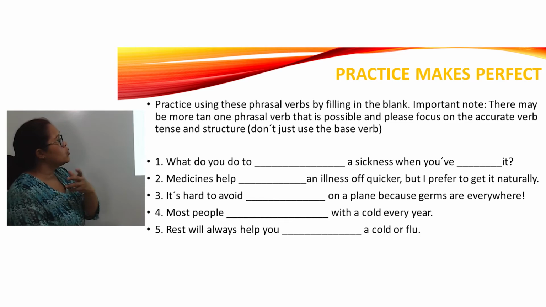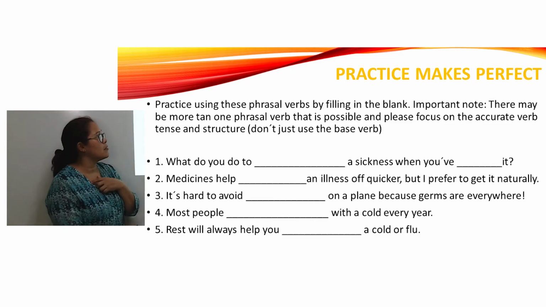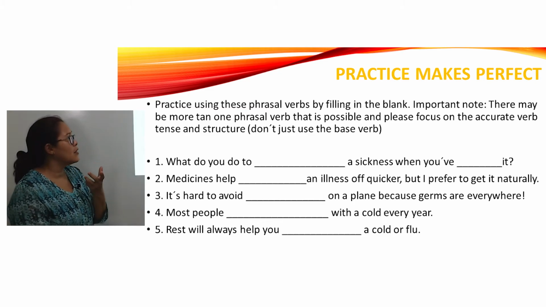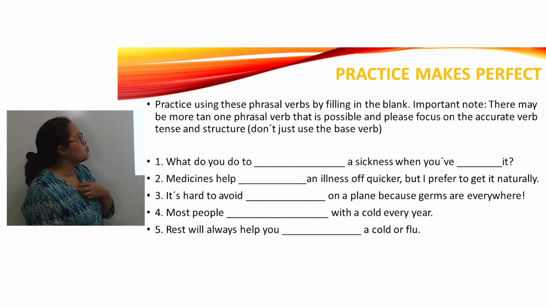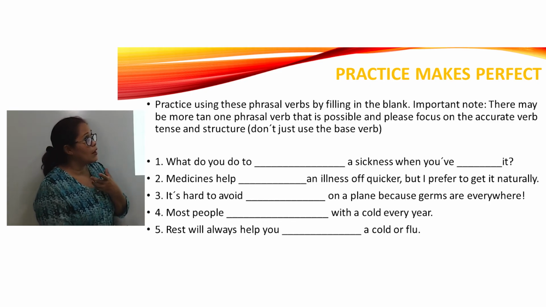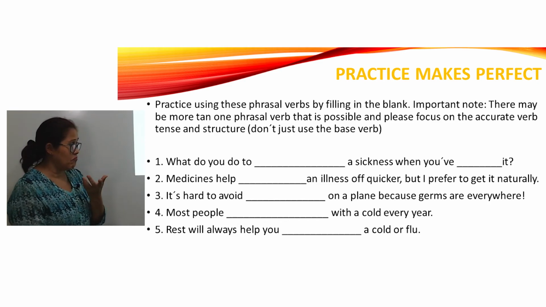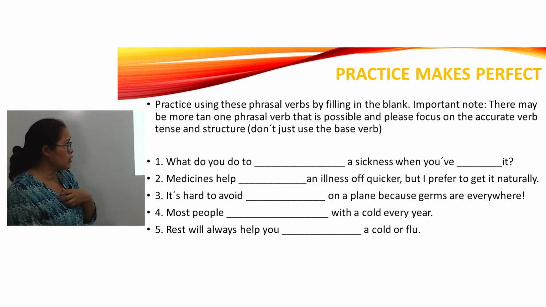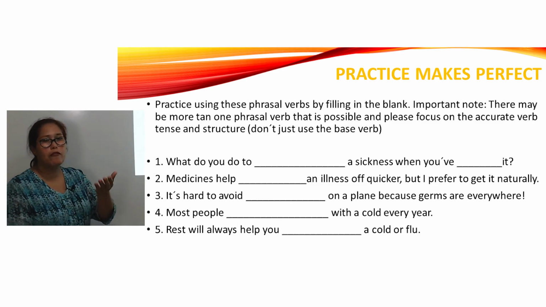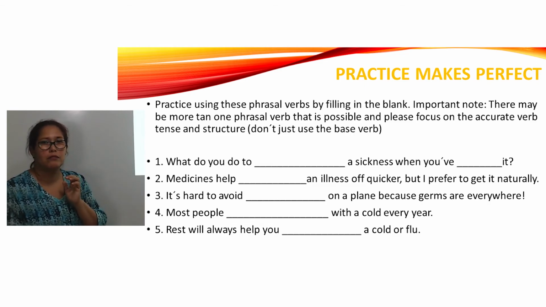So what do you do to a sickness when you have it? So ¿qué haces? Después tenemos el espacio en blanco. ¿Qué es lo que tú haces? Y aquí vamos a adivinar o a encontrar cuál es la más correcta. A sickness, cuando una enfermedad te ha dado. So, asumimos que en este caso sería, ¿qué haces cuando una enfermedad te da?